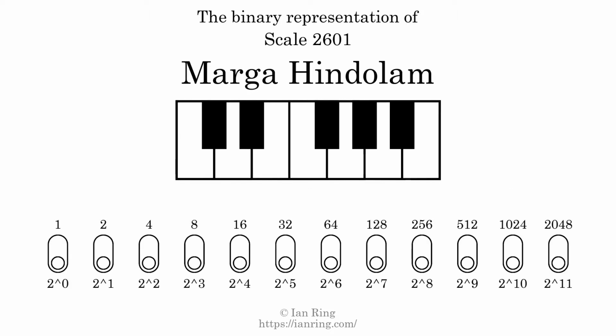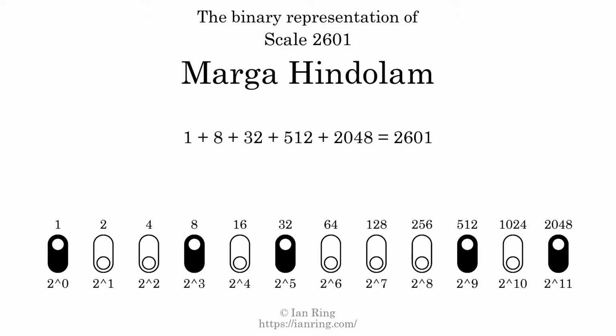The binary representation of this scale is determined by mapping tones of the scale to binary digits. Each binary digit represents a power of 2. To get the scale number, we add the powers of 2 together. The powers of 2 that are present in the scale, all added together, equals 2601. That is why the scale number, in decimal, is 2601.